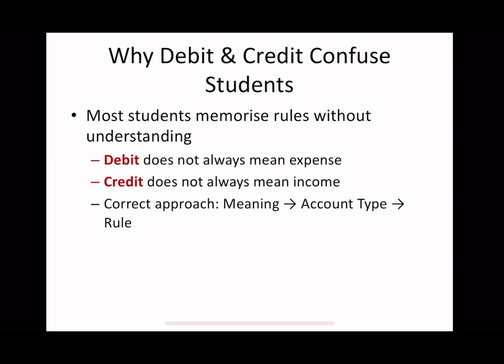Why debit and credit confuse students? Most students find debit and credit confusing because they try to memorize the rules without understanding the meaning behind them. Many students believe that debit always means expense and credit always means income. This assumption is incorrect and creates long-term confusion. In this lesson, we will follow a logical approach. First, understand the meaning, then identify the type of account, apply the golden rule, and finally see the example.